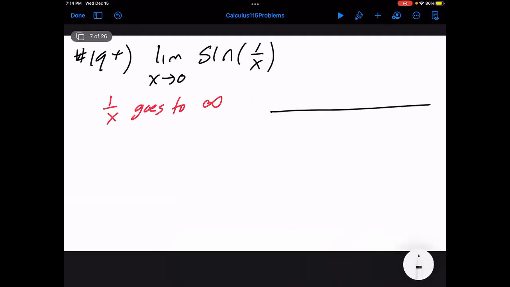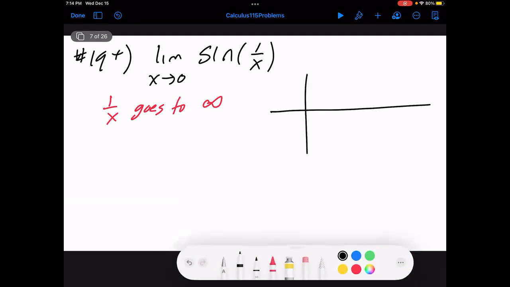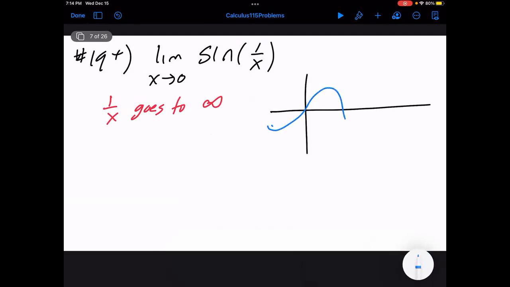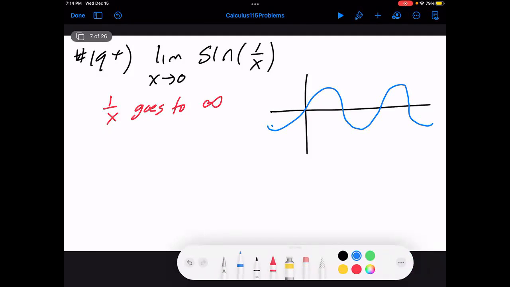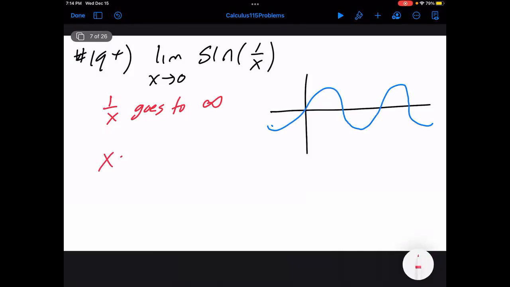Remember what our plot of sine looks like. Sine looks like this and keeps repeating periodically, right? As we go off to infinity, do you expect that this is going to converge to something? No.